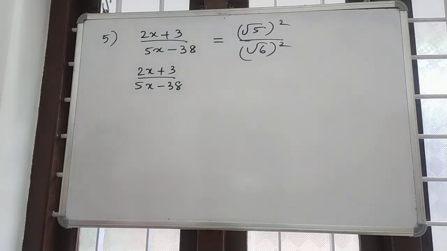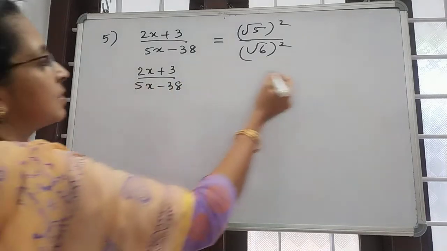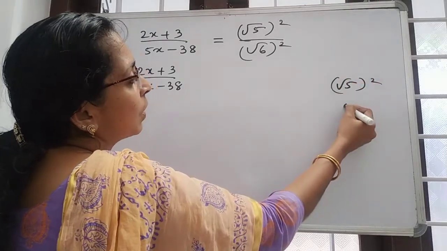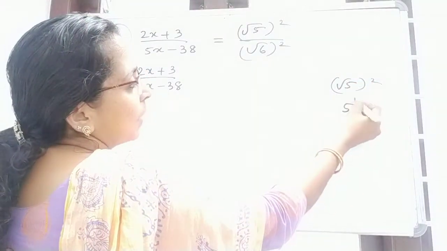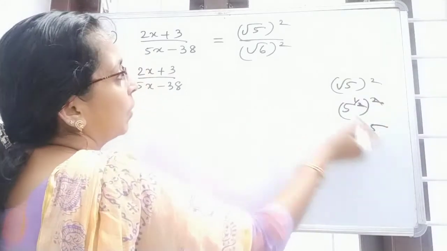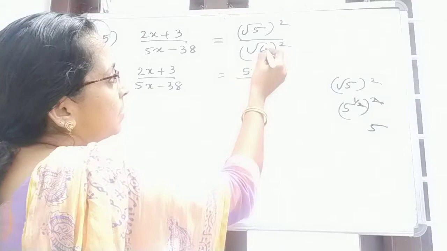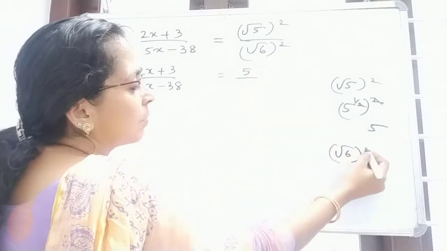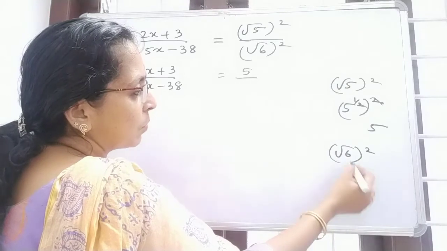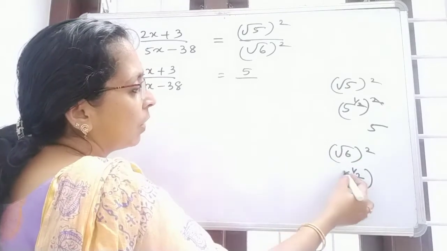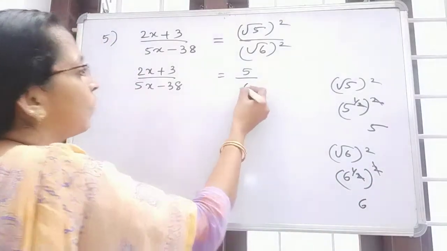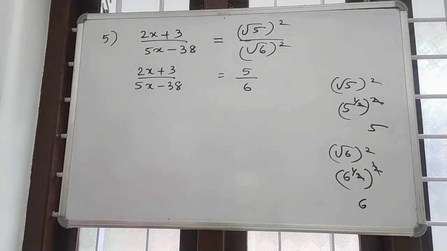Root 5 whole square we already discussed in question number 4. Root means 1 by 2, so 5 raised to 1 by 2 the whole raised to 2. So 2 we can cancel, and we get 5. In the same way, root 6 the whole square means 6 raised to 1 by 2 the whole square, so the 2 cancels. 6 raised to 1 is 6. So 5 by 6.